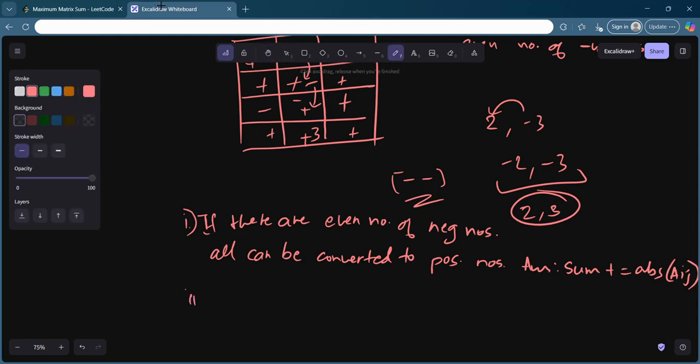And one thing is there, what if there is an odd number of negative numbers? So one thing is very clear, let's say there are 5 negative numbers. Then you can get rid of 4 of them, because 4 is an even number, so one negative number remains. By the same logic, whatever conclusion we drew from the first one, you can convert 5 negative numbers to 1 negative number.